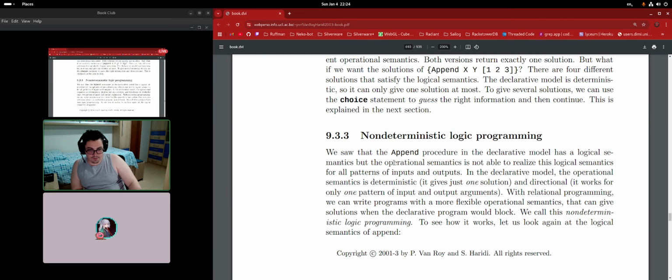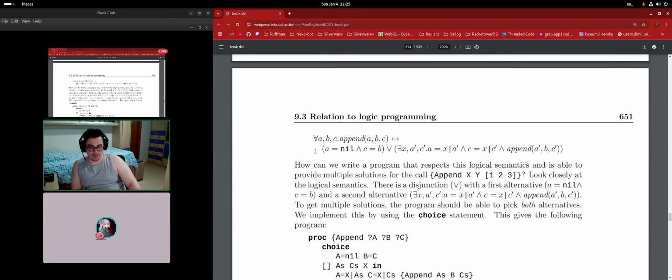So the operational semantics that we chose before is not able to realize these logical semantics for all patterns of inputs and outputs. In the declarative model, the operational semantics is deterministic and directional. With relational programming, we can write programs with a more flexible operational semantics that can give solutions when the declarative programming would block. This is called non-deterministic logic programming. So this is the logical meaning of the append.